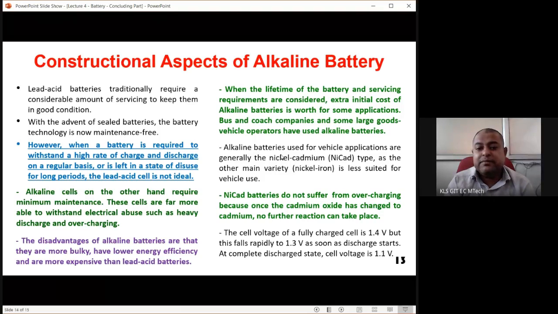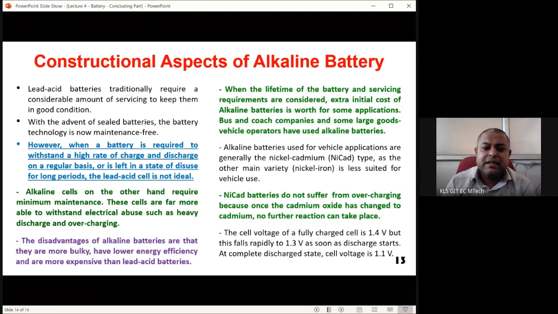This is very important. In the case of the previous alkaline battery, they used nickel cadmium. Nowadays we are using nickel cadmium, and NiCad batteries do not suffer from overcharging, because once the cadmium oxide has changed to cadmium, no further reaction can take place. So automatically this will stop the overcharging. This is an internal property of this cell. So this slide is very properly explained. The same thing you will find in your book. So if you're just going through the slides and if you have any doubt, you can ask me.